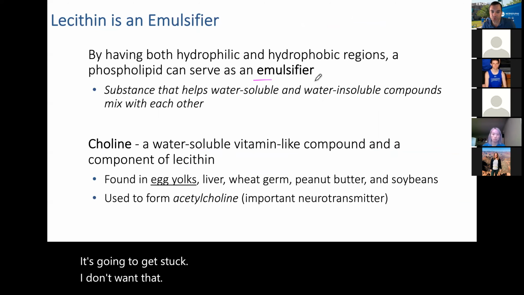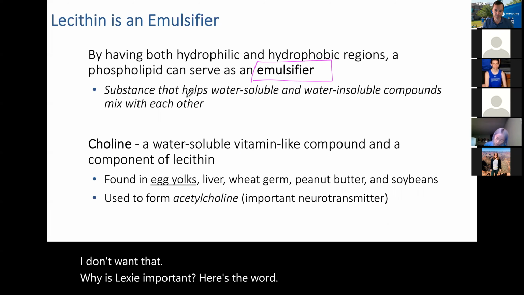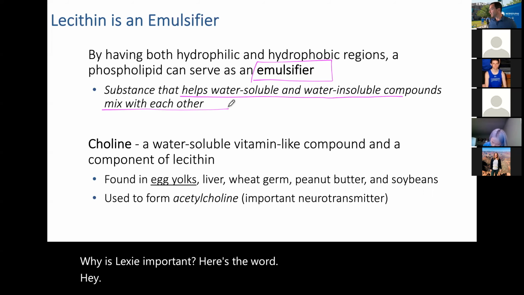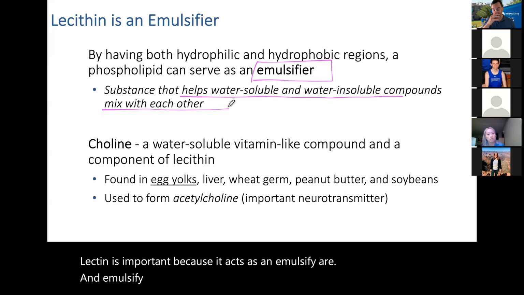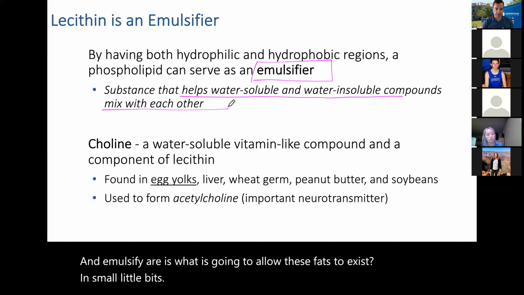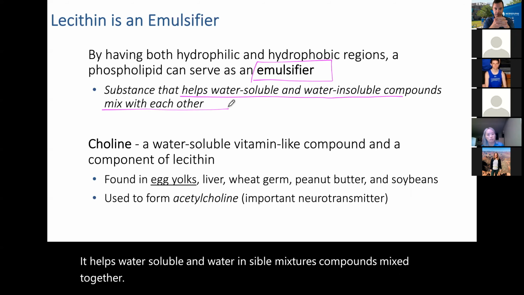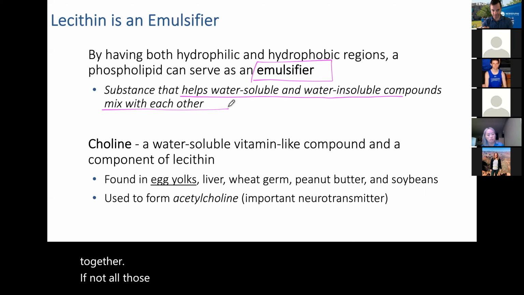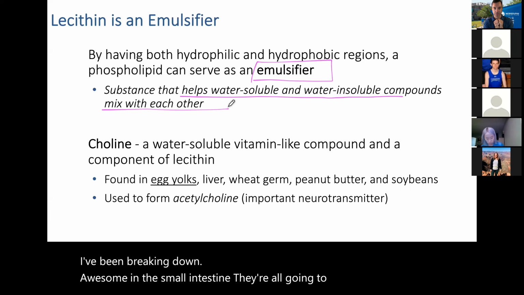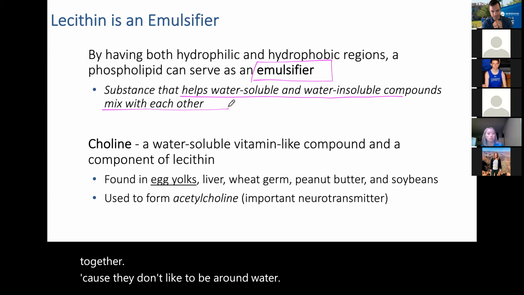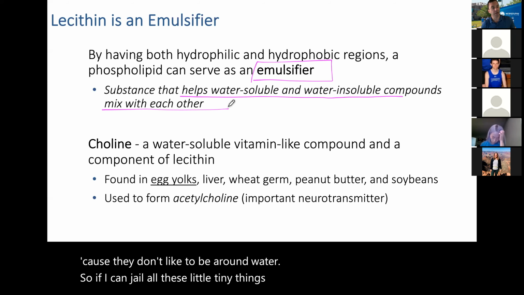Why is lecithin important? Here's the word. Lecithin is important because it acts as an emulsifier. An emulsifier is what is going to allow these fats to exist in small little bits. It helps water-soluble and water-insoluble compounds mix together. If not, all those tiny blobs of fat that I've been breaking down, all of a sudden in the small intestine, are going to start to congeal together because they don't like to be around water. So I congeal all these little tiny things into this big blob, much happier.